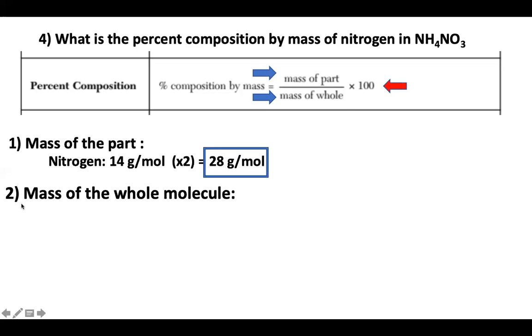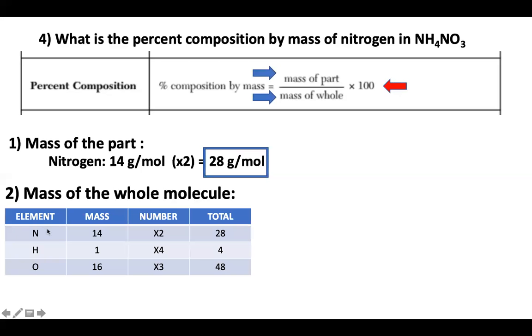Mass of the whole molecule. So this time, it's just the gram formula mass again. That's all we're doing. So let's set up that table again, which I noticed a lot of people had issues with when we were doing it. So you set up the whole table: nitrogen, hydrogen, oxygen. Those are the 3 different elements we see in our molecule here. And we list the mass: nitrogen 14, hydrogen 1, oxygen 16.